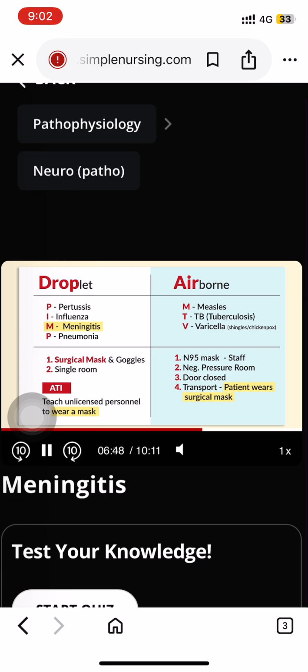Now, a few different textbooks had different things to say about this, but overall, surgical mask was the most recommended when a patient leaves the room. So guys, write that down. Not N95, but surgical mask.